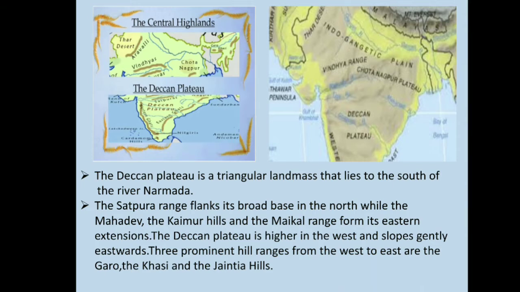So the Deccan Plateau is a triangular landmass that lies to the south of the river Narmada, and the Satpura range flanks its broad base in the north, while the Mahadev, the Kaimur Hills, and the Maikal range form its eastern extensions. And the prominent hill ranges include Garo, the Khasi, and the Jaintia Hills.